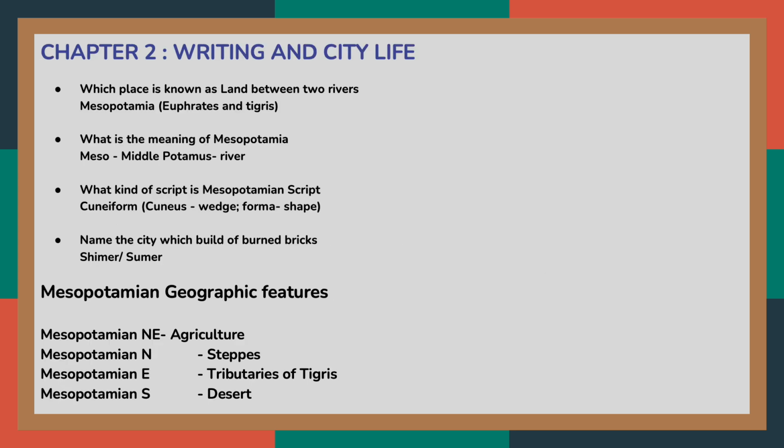Now let's begin with the second chapter. First question is which place is known as the land between two rivers? It's Mesopotamia and the two rivers are Euphrates and Tigris. What is the meaning of Mesopotamia? Meso means middle, Potamus is river. So the meaning of Mesopotamia is land between two rivers.